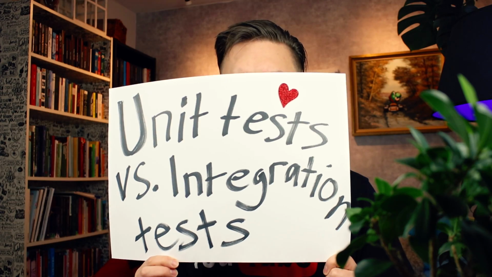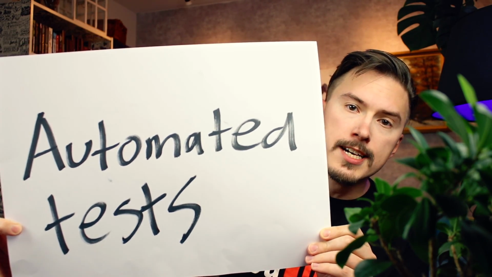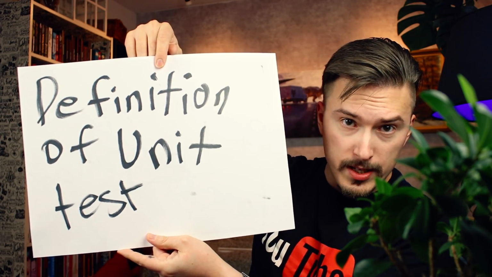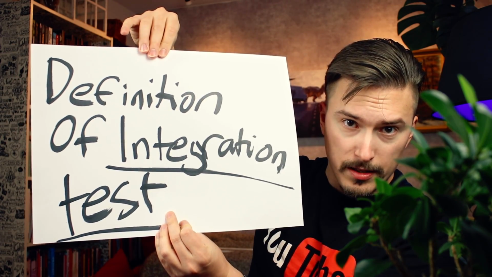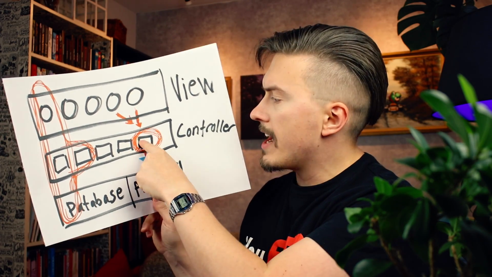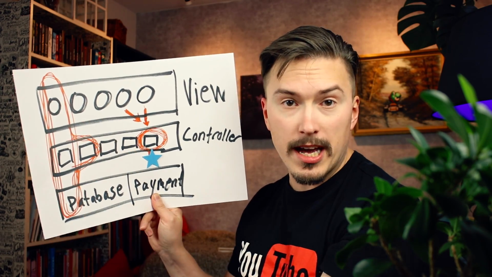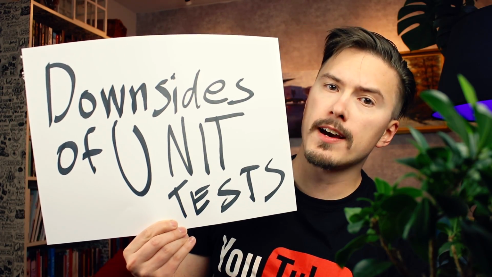Anyway, let's summarize. We've talked about unit tests versus integration tests. I spent some time talking about why automated tests are critical to produce quality software. I presented a definition of unit tests, and I then presented a definition of integration tests. I showed you how unit tests are testing parts of your application in isolation, while integration tests are more like cutting through the entire app, touching many different systems. I talked a little bit about the downsides of unit tests.